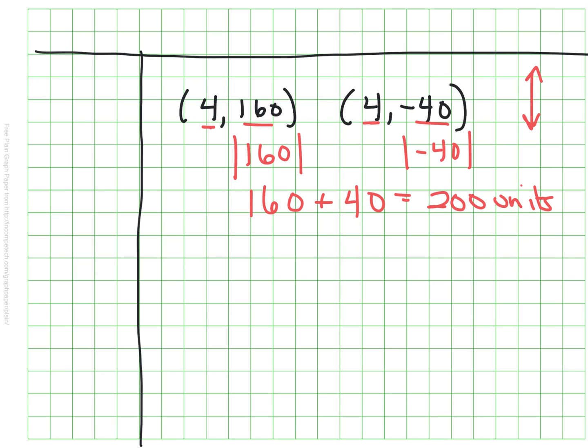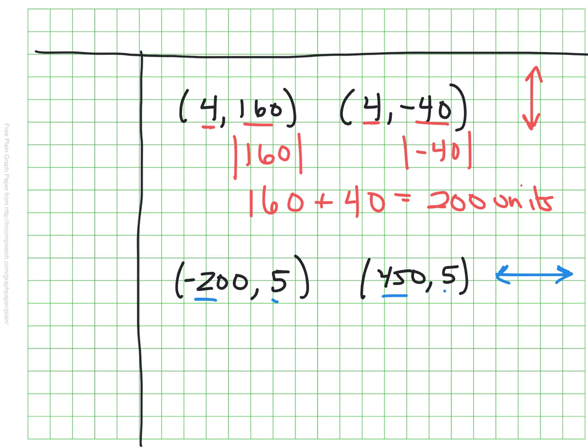Let me show you another example. If I have the point negative 205 and another point of 450, I don't want to plot this to figure out how far apart they are, but I know they have the same y value, so this is going to be a horizontal line. I also see that my x values show me that we're in different quadrants.